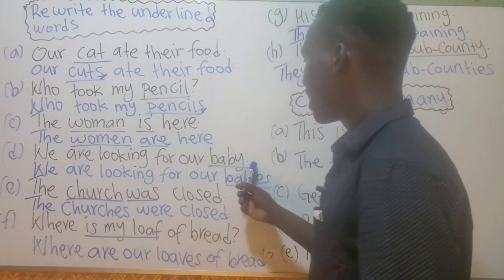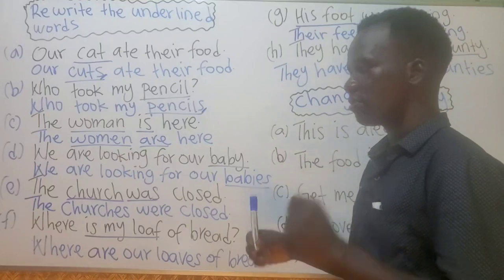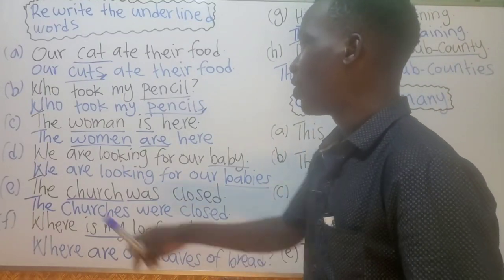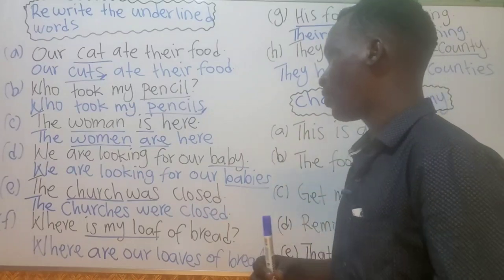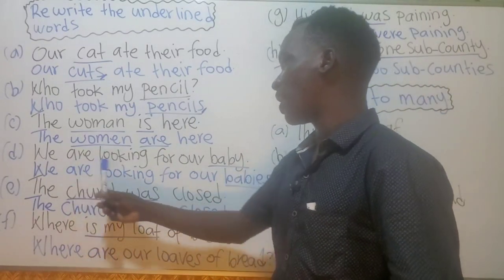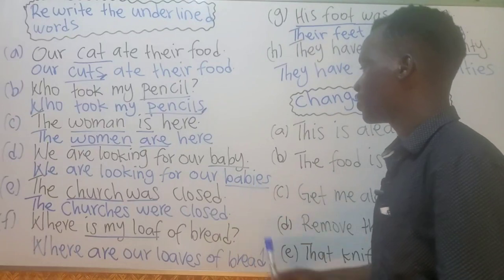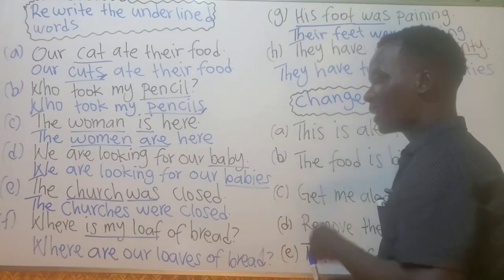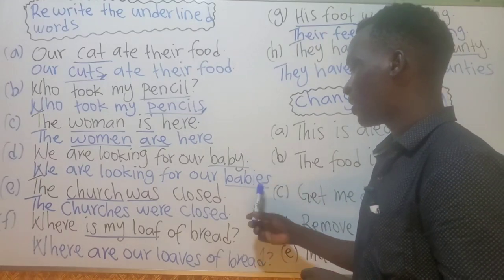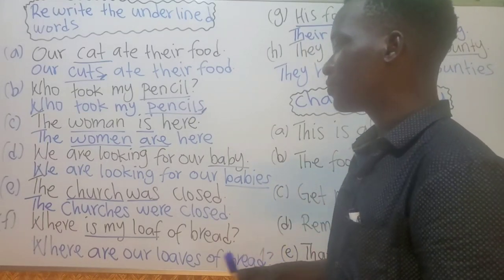Okay. Here the underlined word is baby, not bag. Sorry for that. We are looking for our baby. Okay. We are looking for our babies. You can see that y is taken and then replaced by i, and then es. Okay.